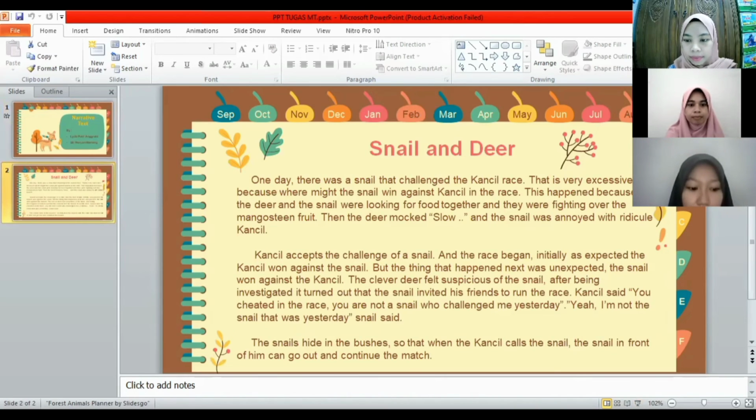Okay, I will start. So our group title is Snail and Deer. This text tells about a competition that was followed by snails and deer. The first paragraph is the orientation, where there is an introduction to the characters and characteristics. The snail challenged the deer in a competition. And the second paragraph is the complication. This shows that there is a conflict that makes the story interesting. The famous snail is slow, but it can win the race because it cheated. And the next presentation will be by my friend Siti Maryam Mamang.